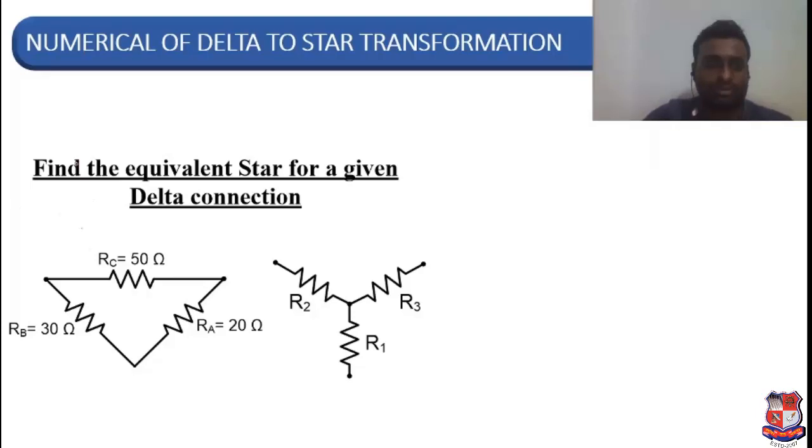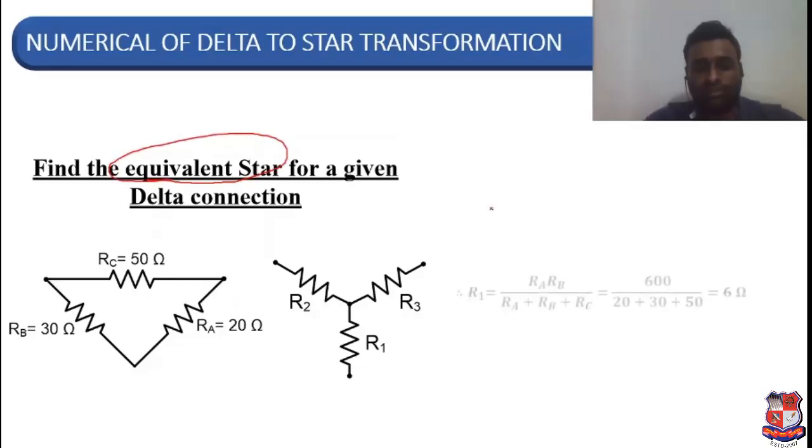So suppose this is a circuit. This is a delta circuit given. You have to find the equivalent resistance of the star connection. So over here Ra, Rb and Rc are given. This is the delta circuit. You have to find the equivalent star from the delta circuit.